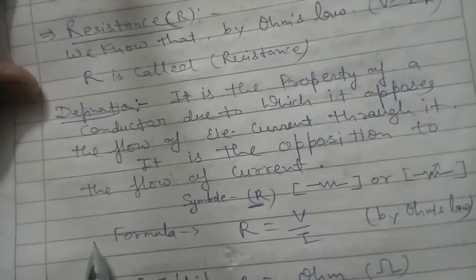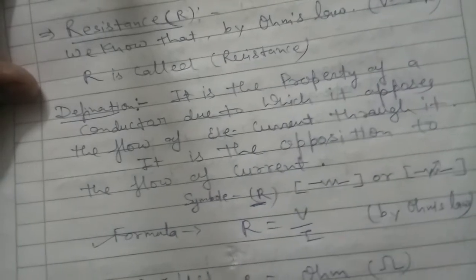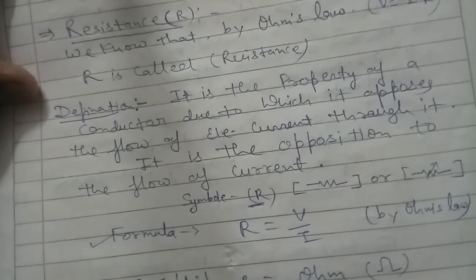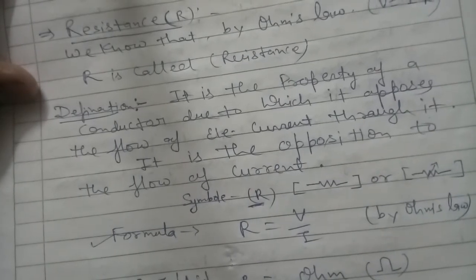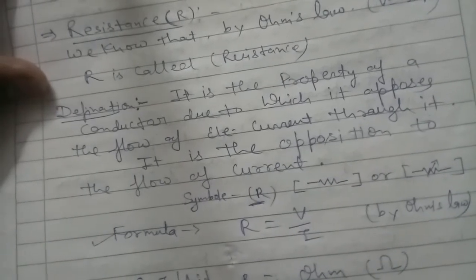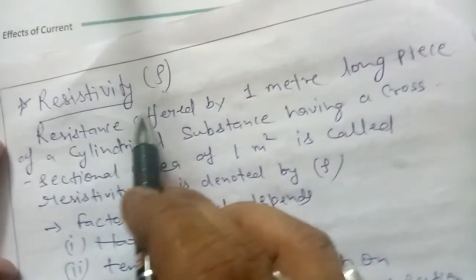Now what is the formula of the resistance? R is equal to V upon I by Ohm's law. We will discuss another formula after some time. The SI unit of resistance is ohm. It is a scalar quantity. Okay, understood?